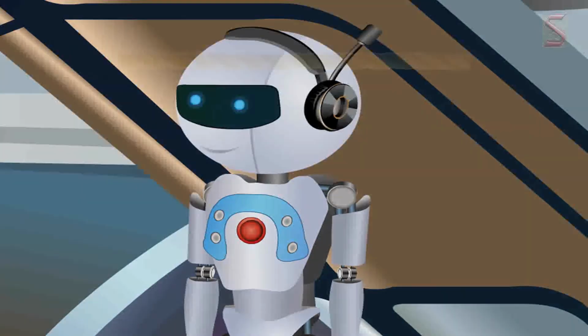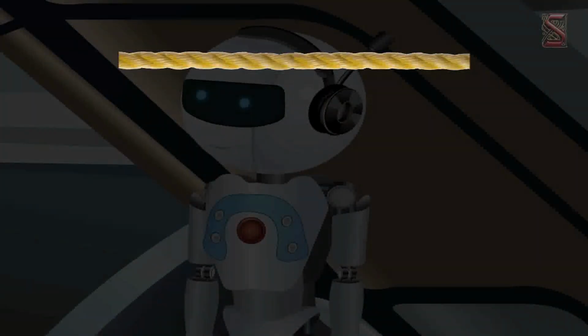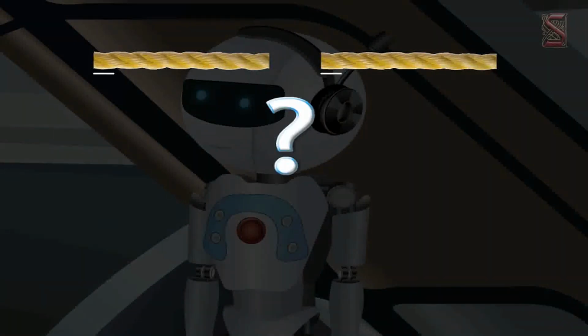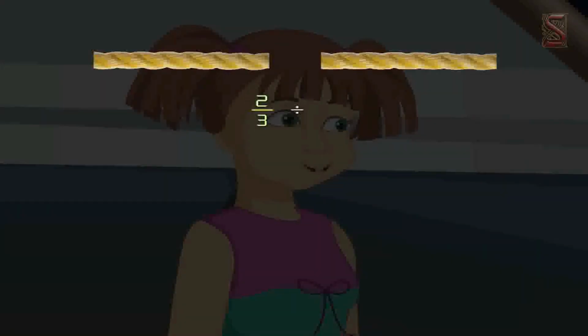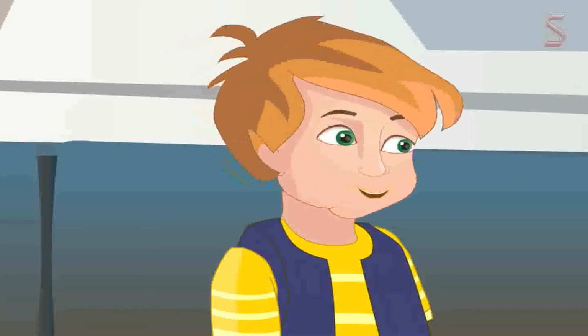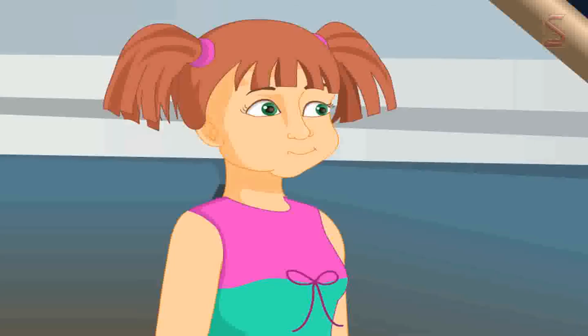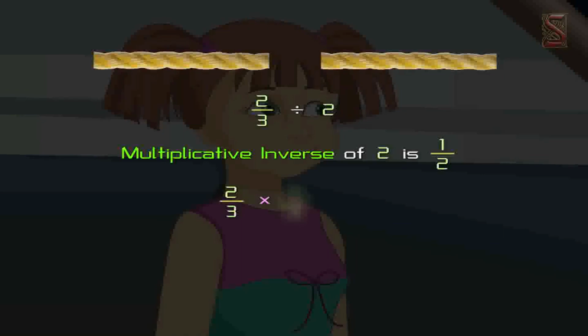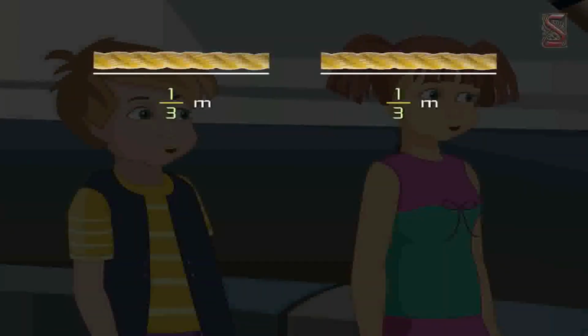Consider that you have a rope whose length is 2 by 3 meters and you are required to cut the rope in half. What is the length of each half? The answer to this solution can be found by dividing 2 by 3 with 2. For this, we first have to find the multiplicative inverse of 2. Multiplicative inverse of 2 is 1 by 2. Multiplying 2 by 3 with 1 by 2, we get 1 by 3. Hence, the length of each half of the rope is 1 by 3 meter.